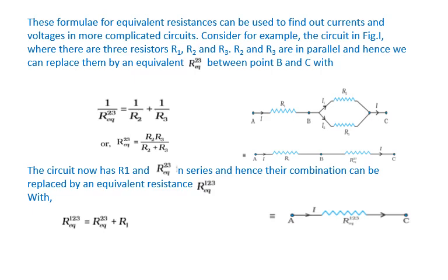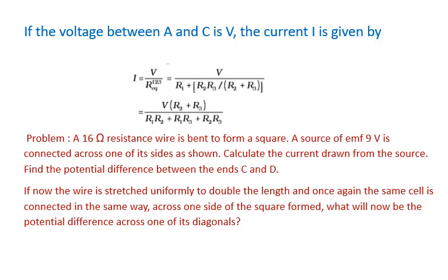Now the situation will be according to the second figure. Here R1 and R equivalent are now in series combination. So the net R equivalent of 1, 2, 3 will be R equivalent of 2, 3 plus R1, as shown in the third figure. If, as we discussed in the last slide, the potential V is also given to you, then you can find the current by using Ohm's law: I equals V upon R equivalent. Put in the value of R equivalent, the resistances and the potential, and you will get the current.